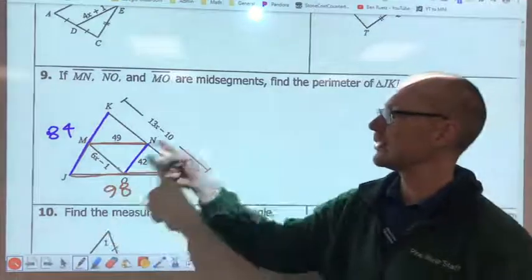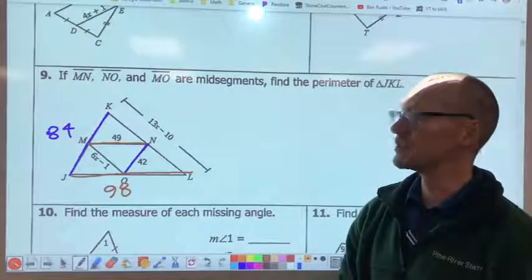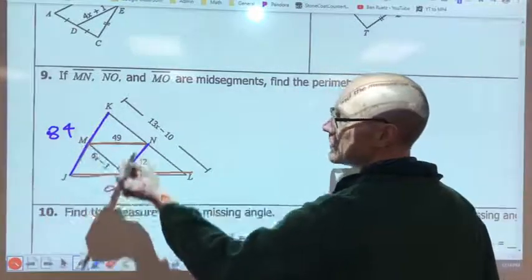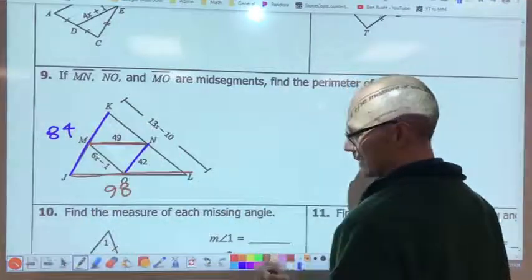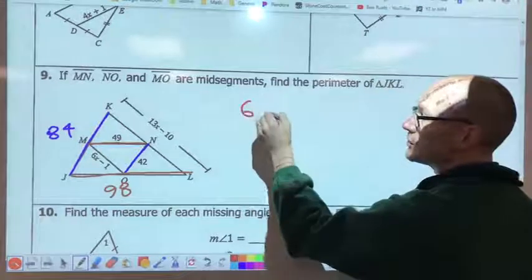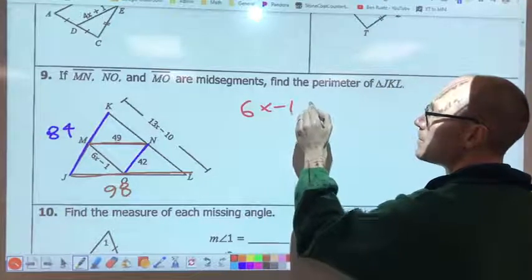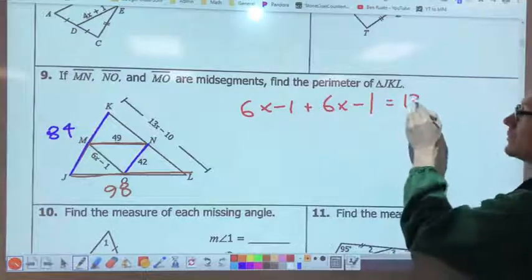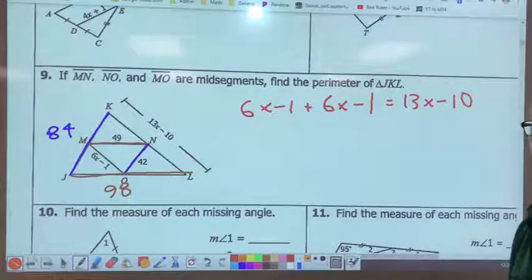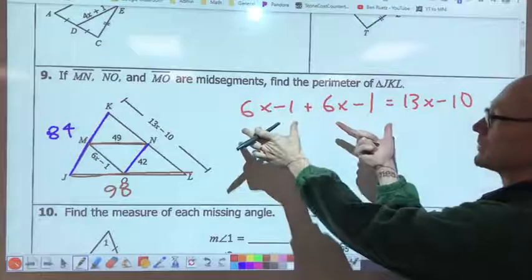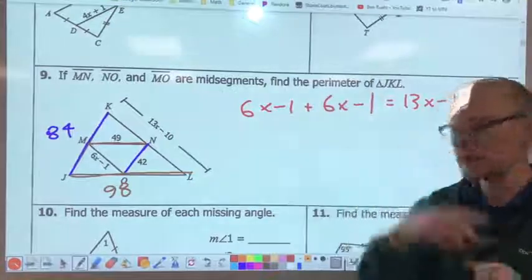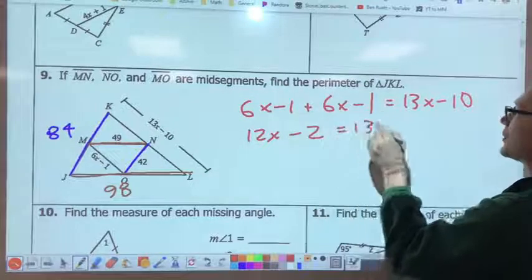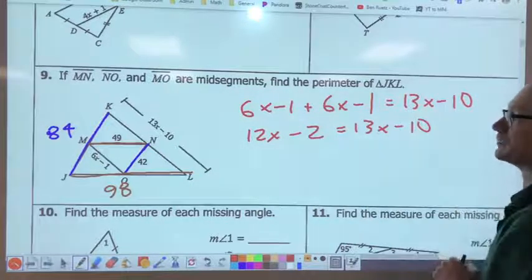But this one doesn't give us any numbers at all, just a bunch of letters. But isn't it true that if this is a certain amount, this has to be twice that? Does that mean that if you take the 6x minus 1 and double that, you'll end up getting the other side? And that's what we can do. You don't have to double it this way. You could actually do 2 times and distribute it through. That would work. But that would give you 12x minus 2 equals 13x minus 10.